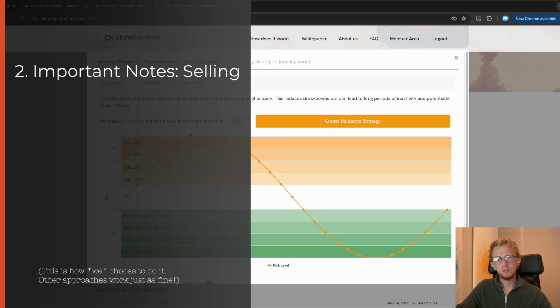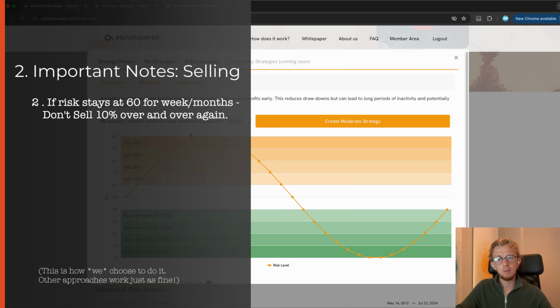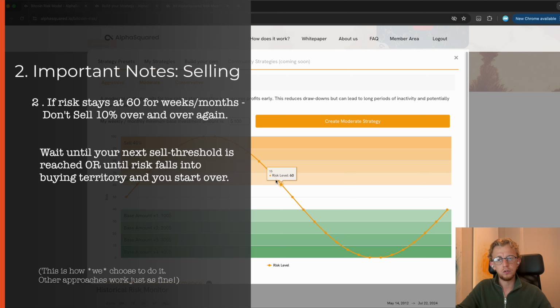That's the first thing. The second thing is if risk stays the same, you don't sell 10% over and over again the next month and a month after that and so on. You wait until the next risk threshold is reached. Since risk can stay the same for long periods, selling 10% repeatedly over and over would deplete your holdings pretty quickly. So instead, you hold and you wait for the next higher risk level to be reached. Or if the risk level drops, then you continue accumulating and start fresh. When the sell threshold is reached again, you simply then start over.